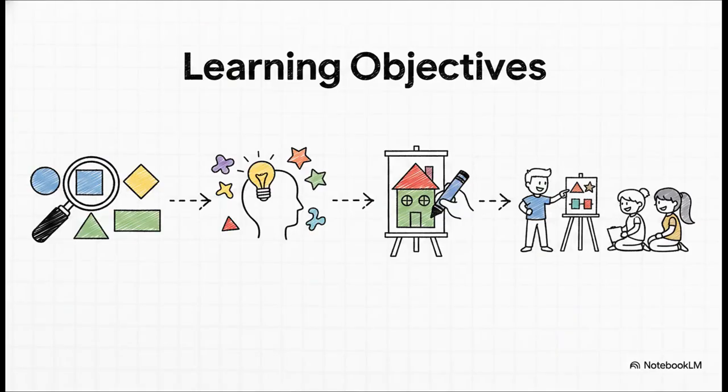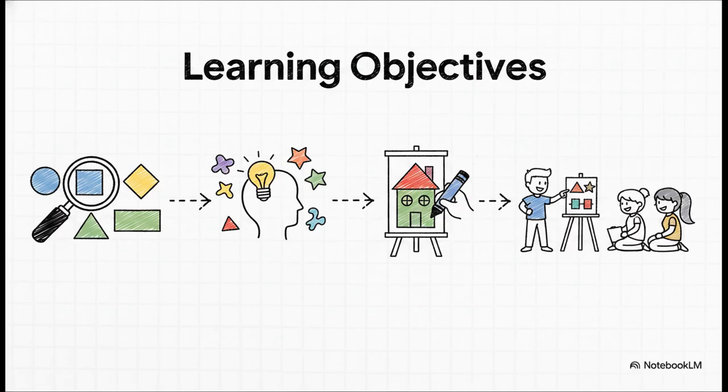So here are the 4 specific, rigid targets the teacher absolutely must hit before the class period ends. Number 1, identify basic shapes. We're talking circles, squares, triangles, and rectangles. 2, explain how colors and shapes can be used to create artwork. 3, actually create their own simple artwork using those shapes and colors. And 4, present and explain their artwork to classmates.